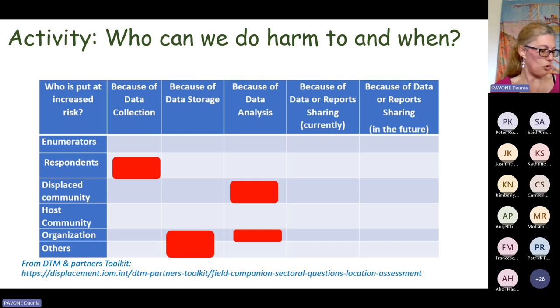In this example, who do you think we put at harm, we exposed to harm, and during which part of the data management cycle? That's a little bit more complex as an example, right? So we ask what your need is. Communities did not say it's protection, and we reported the data with protection being very low, and so the funding went to other sectors because donors didn't see that we were really identifying a need for that.